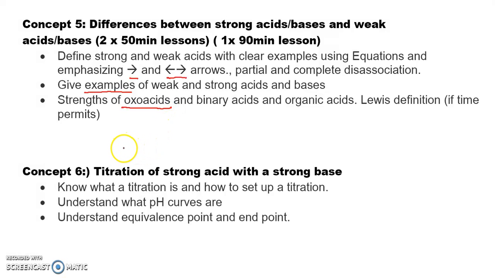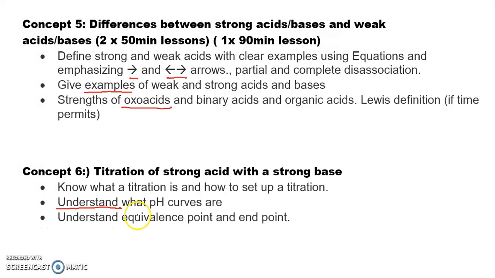Looking at concept number 6, titration of strong acid, strong base. We need to really know how a titration is set up and what a titration really is. It's a way of discovering the concentration of an unknown acid or base by adding a known amount of acid or base to it. So you'll end up with certain values, volumes, and concentrations from which you can work out pH. And you can also do lab experiments which will show you titration curves being produced, from which students can calculate the concentration of the unknown acid or base.